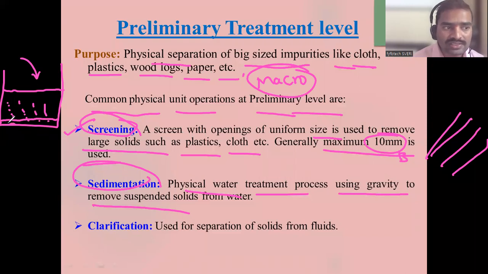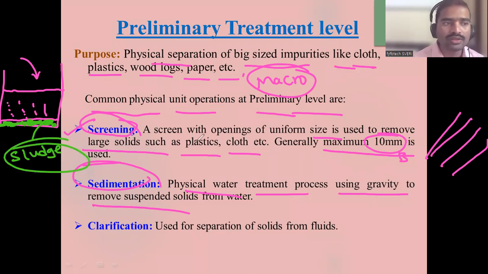So what is this called? Whatever particles are settled at the bottom, what is it called? It is the sludge. Okay, what is sludge? All the waste particles which are settled at the bottom of the sedimentation tank are called sludge. Okay, so it is a physical water treatment process using gravity to remove the suspended solids from the water.